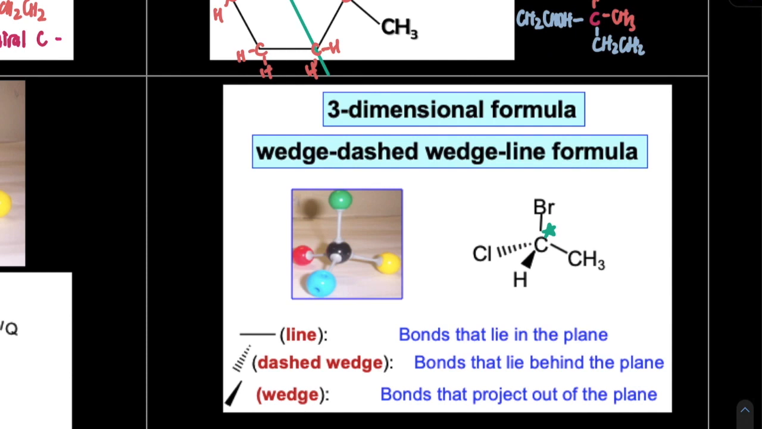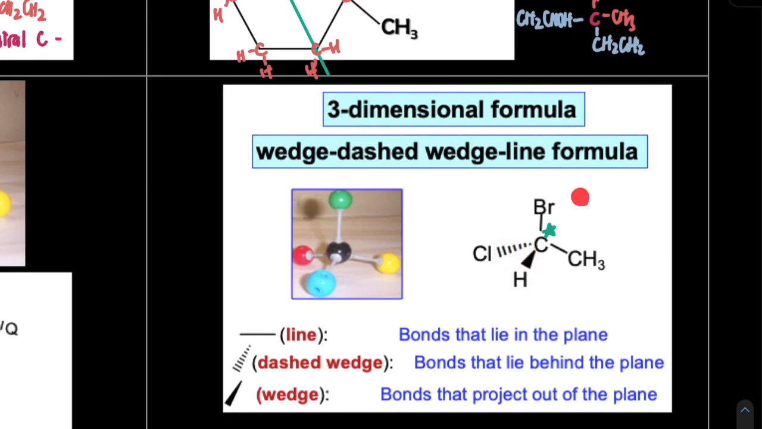Here it mentioned that in plane, so we have one line and one line here. For bonds that lie behind the plane, we're going to draw a dash wedge here. And the wedge here, the bold one, is bonds that project out of the plane. The arrangement of atoms doesn't matter which one, but the most important thing for the 3D image is you must have 2 normal lines, 1 wedge and 1 dash wedge.